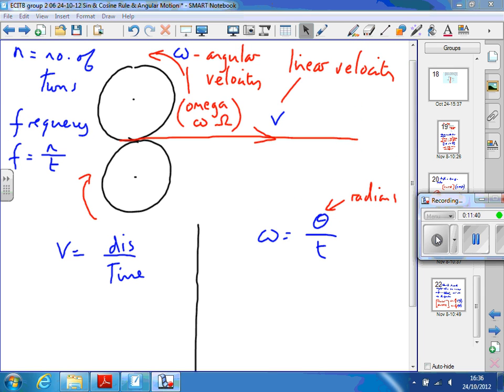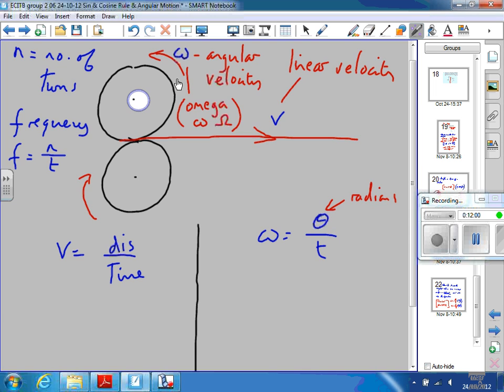Imagine this material coming out of this. So it's being produced between these two rollers, and it's coming out with a linear velocity v, and this linear velocity v is distance over time. What would be an expression for the distance that this belt's moved in terms of the rotation of this drum?